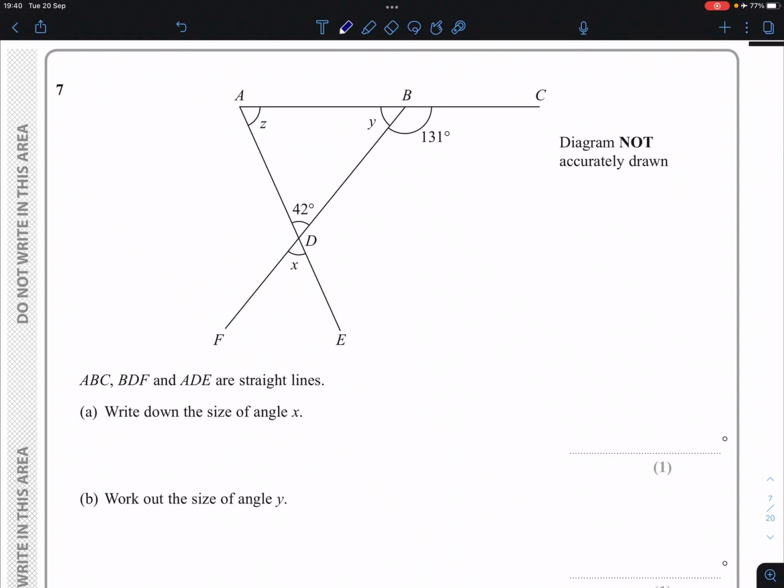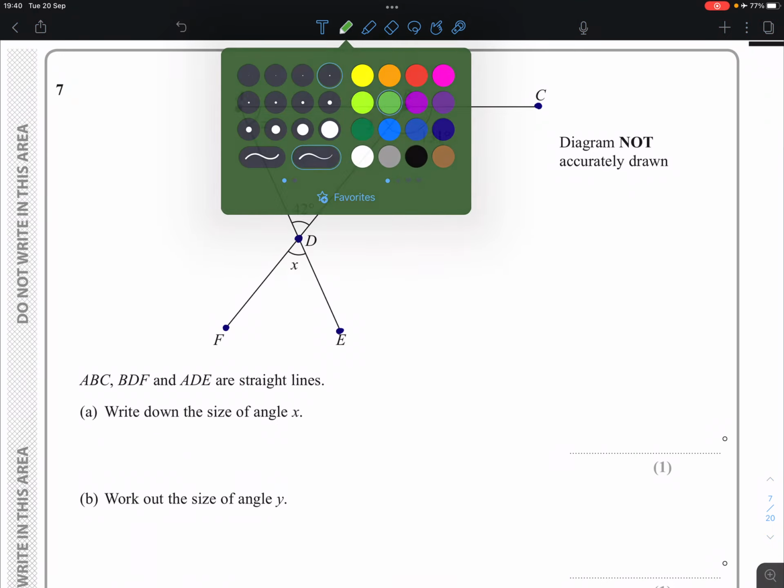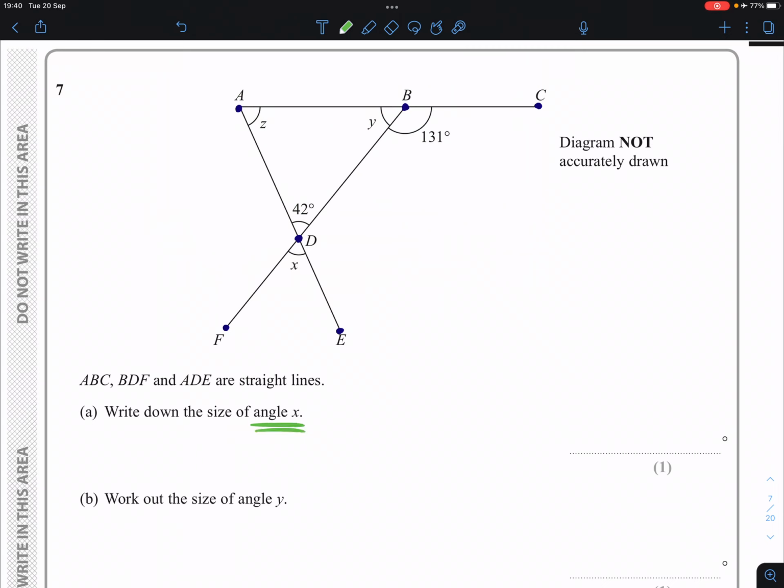Question 7. We have a bunch of angles, a bunch of points, vertices described with the capital letters here. Just putting dots to show where A, B, C, D, E, F are. And we're told that ABC, BDF and ADE are straight lines, which is apparent from the picture. And the question is asking us for the size of angle X, which means it's asking us to find the size of this angle here.